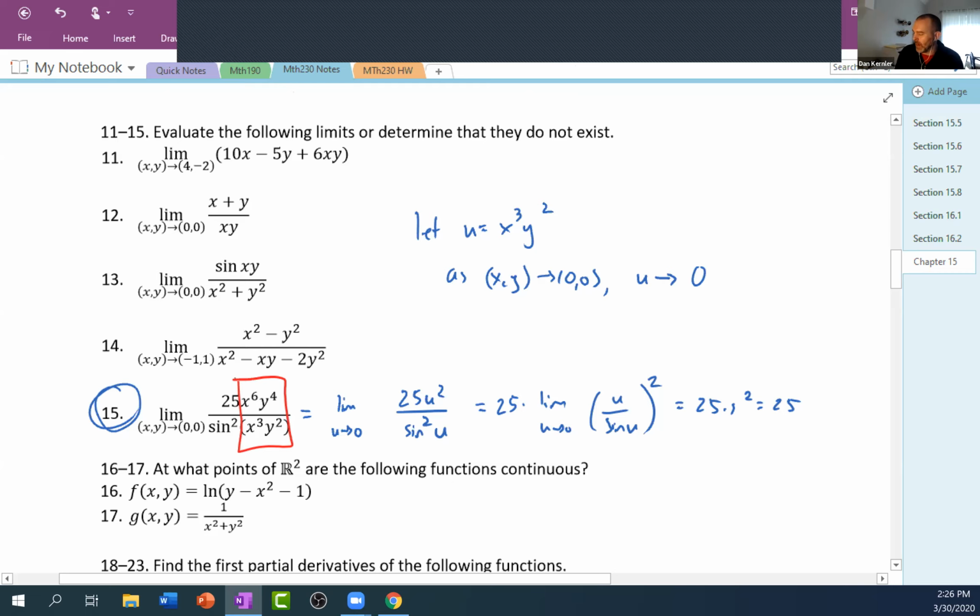That's too coincidental to have the x to the 6th, y to the 4th be the x cubed y squared, squared. Like I'm a little suspicious when I see something like that. So that's cool. All right, so that was number 15.